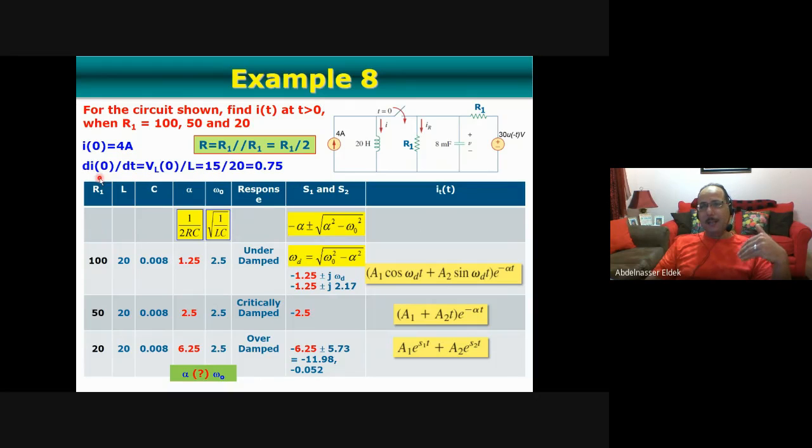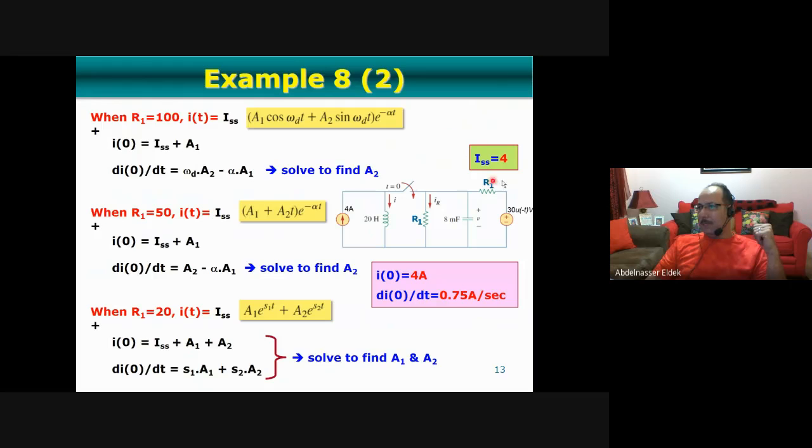For the initial i of 0 and di by dt, you have to go back to the solution of this circuit in the initial and final value as the first assignment. So as I said, the steady state value is 4 ampere, and what you need to do is just to substitute in these equations here to decide what is the value for A1 and what's the value for A2 using these equations here.